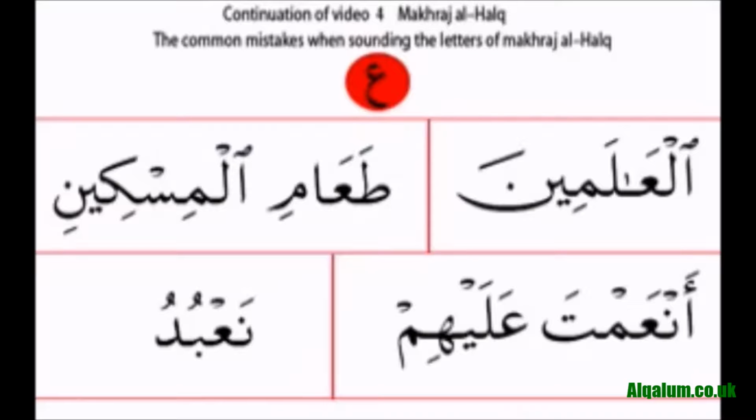If I give you the example I have mentioned in this presentation, an'amta alayhim. When we say an'amta or na'budu, let me take na'budu first. Na'budu, the ayn with the sukoon. So when we read, we say ihdina as-sirat al-mustaqim, sirat alladhina an'amta, or iyyaka na'budu, and press too much, giving so much time and so much hard emphasis on it, that is wrong. So we should not give it that.